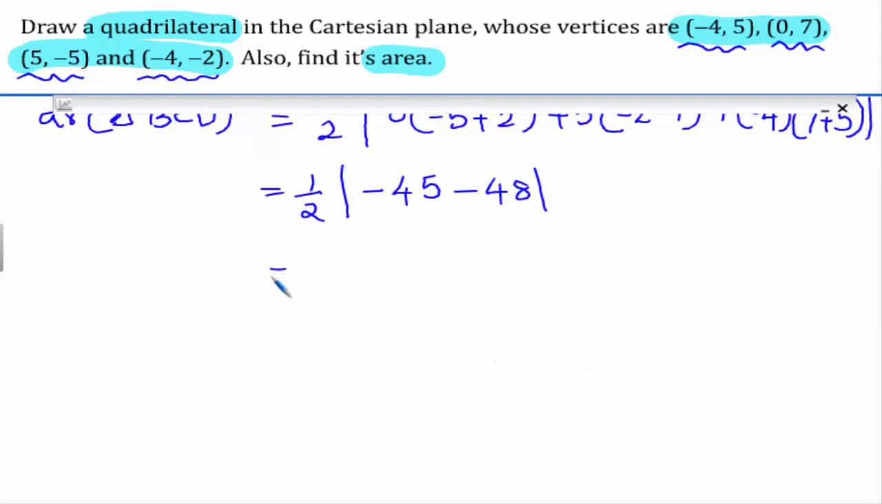So this will be half into 93, which is 93 by 2. That will be 46.5 square units.